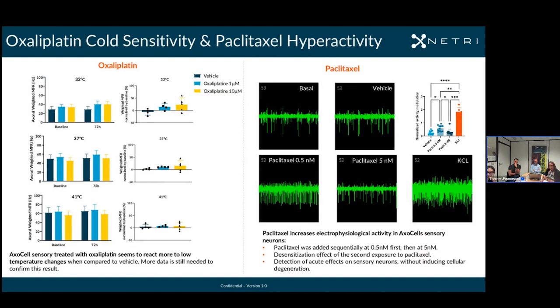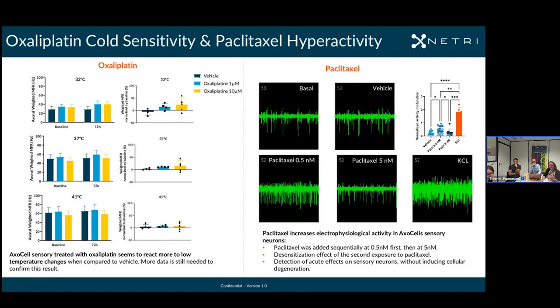So we tested oxaliplatin and looked at the thermal sensitivity, how the cells respond according to the temperature. You have either the control recording, the recordings done before treatment that we name baseline, or the recording after 72 hours. We can see a change: the axonal weighted MFR is increasing with temperature.